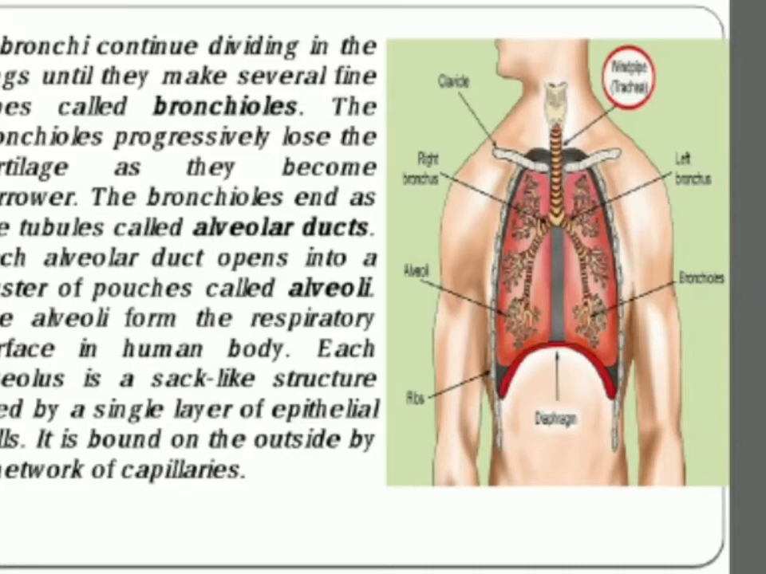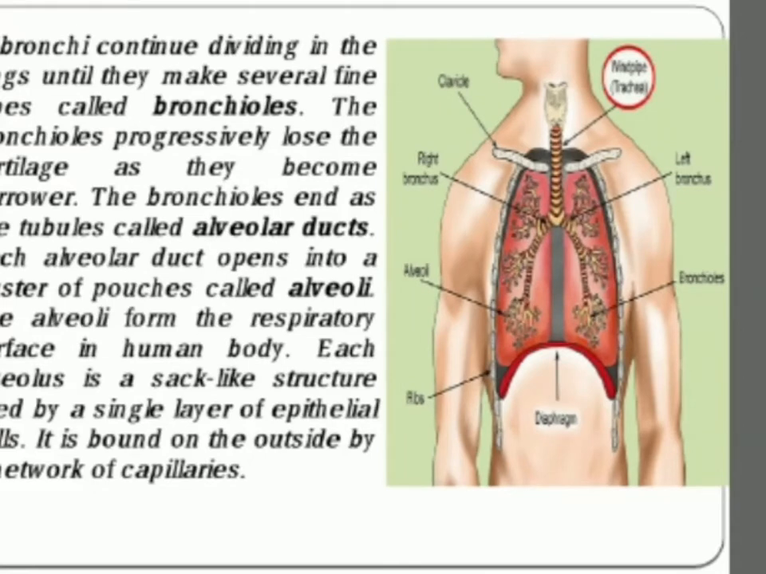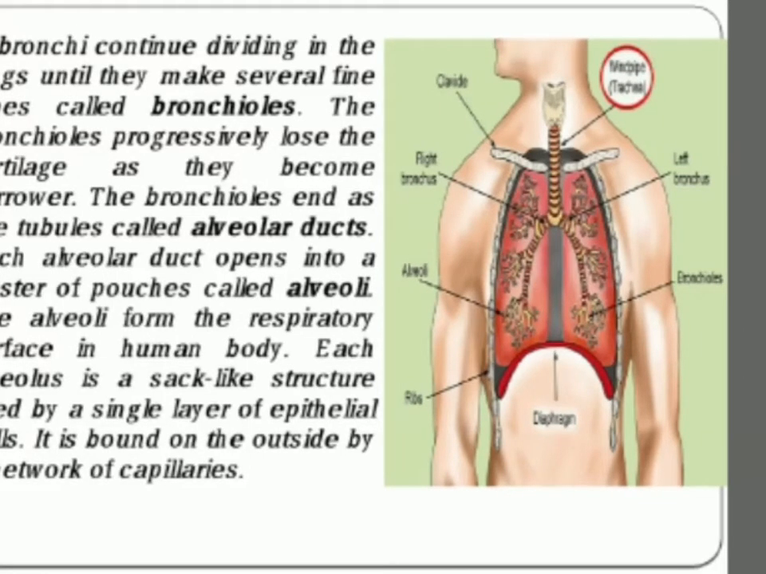Each alveolar duct opens into a cluster of pouches called the alveoli. The alveoli form the respiratory surface in the human body. Each alveolus is a sac-like structure lined by a single layer of epithelial cells. It is bound on the outside by a network of capillaries.